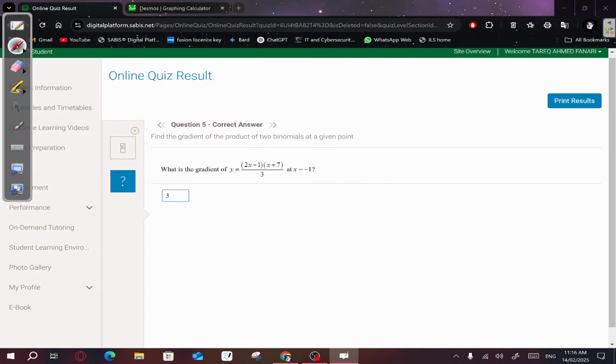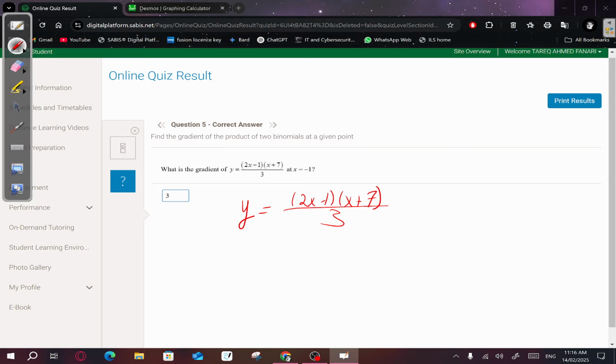What is the gradient? This one I am going to teach you an optional way you do not need to know at all, only if you don't understand how to derive it with fractions. So don't do it like this. Wait, let me properly expand it first. So 2x minus 1, x plus 7.